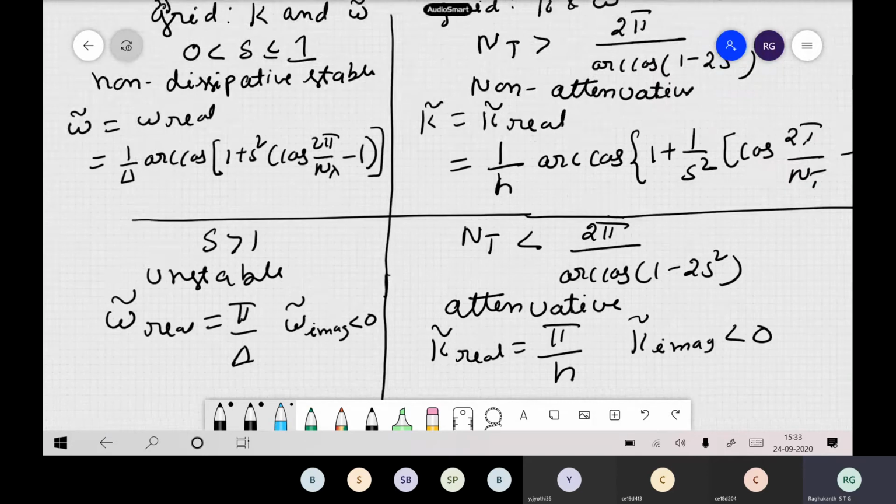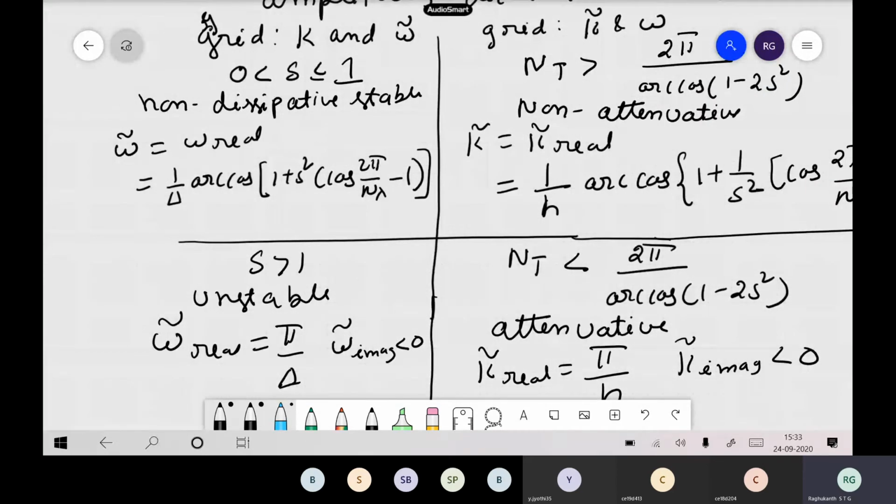So these are the 4 regimes we have actually. We can have omega real with k complex, and k real with omega complex also, and in each case there is non-dissipative, unstable, non-attenuative, and attenuative cases. The 4 cases are there.